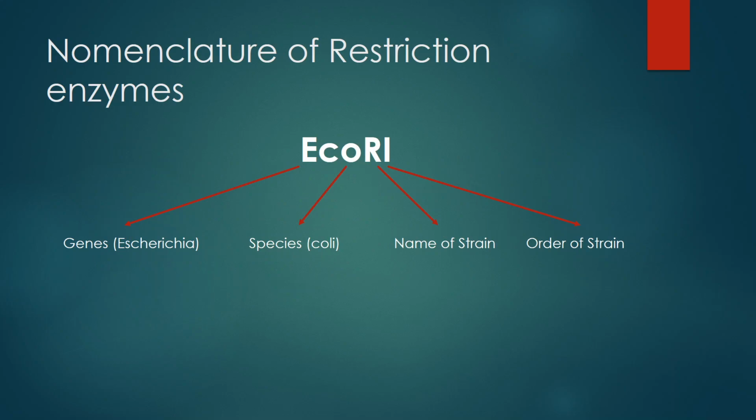Now let us learn about the nomenclature of restriction enzymes. Let us learn it by taking an example which makes it simpler. Let us take EcoRI. The E in this denotes the genus of the bacteria, that is Escherichia. The next two letters denote the species, that is coli. The next letter R denotes the strain of the bacteria from which the restriction endonuclease is derived. Next, the Roman letter denotes the order of the strain from which the restriction endonuclease has been derived.